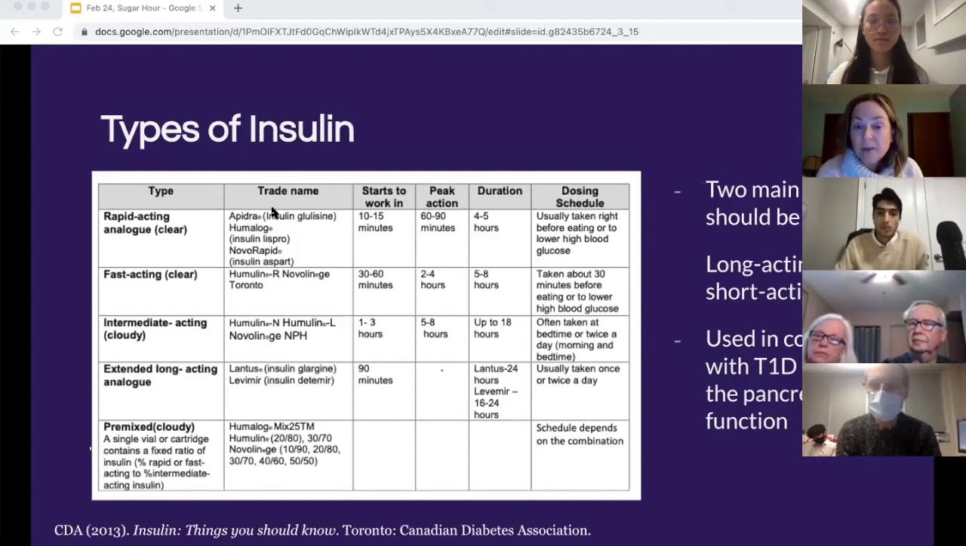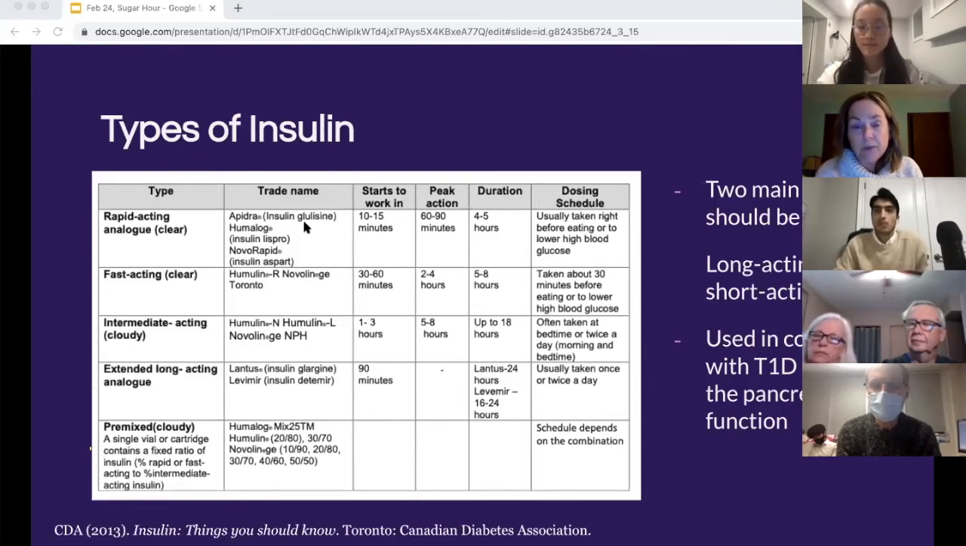One little comment that I will make about those: we were actually doing a huge disservice for a long time. We were telling people, oh, they work so fast, you take them right before you eat, or you can even take them after. But we know that food works faster than insulin. So we're actually suggesting now, if you're taking NovoRapid, Humalog, or Apidra, that you take it 15 to 20 minutes before the meal.